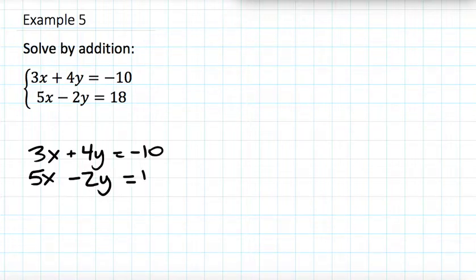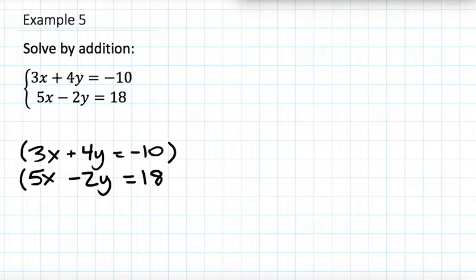Now, you can work with eliminating either the y or the x. It depends on what you prefer. Sometimes the numbers in the problem make one easier to work with than the other. In this case, the book shows eliminating the y by multiplying the bottom equation by 2. So you can do it that way. I'm going to show a different way just so you can compare both methods. I'm going to show eliminating the x.